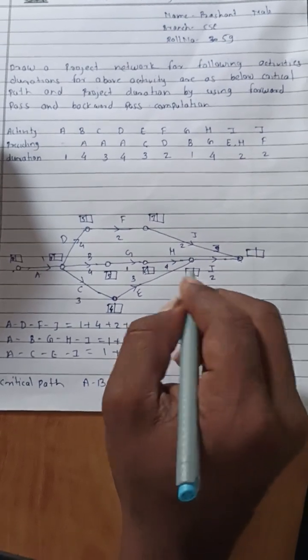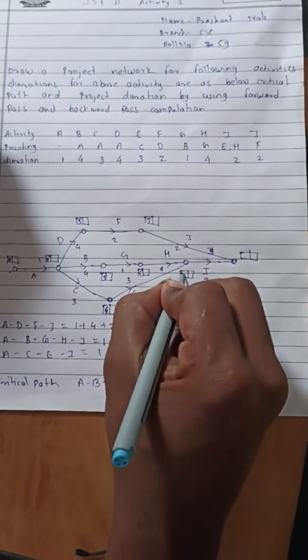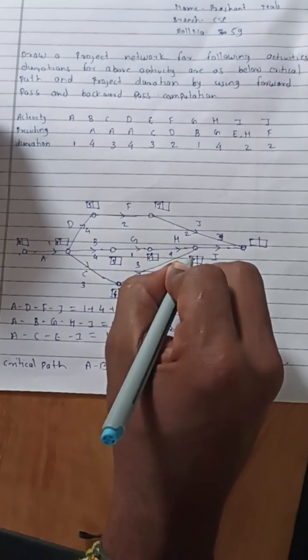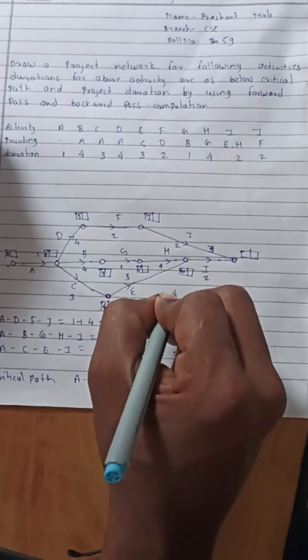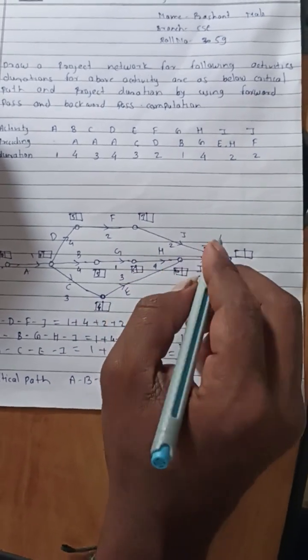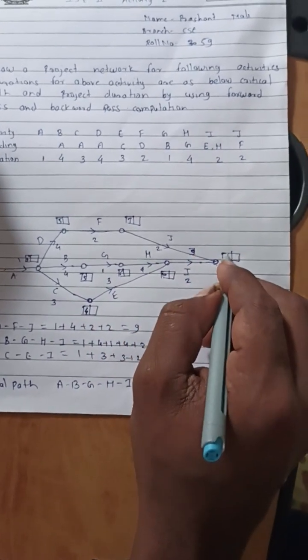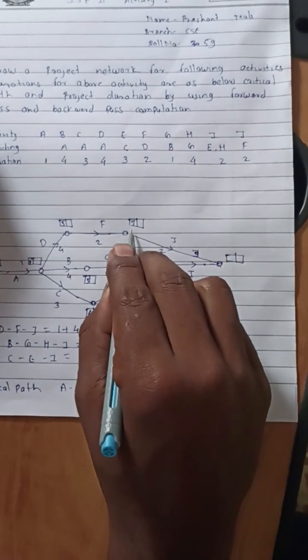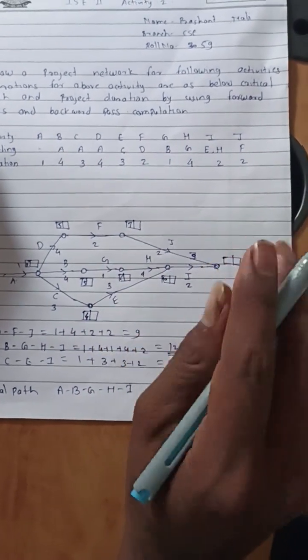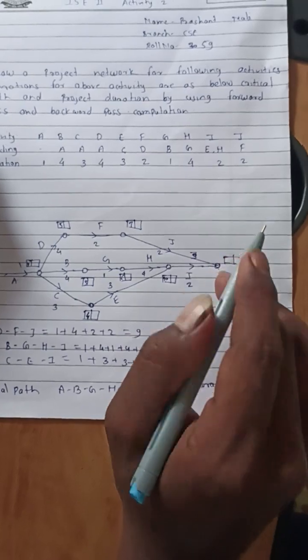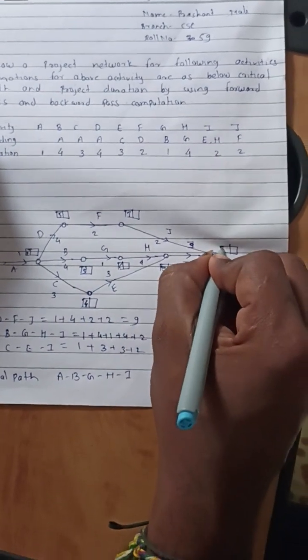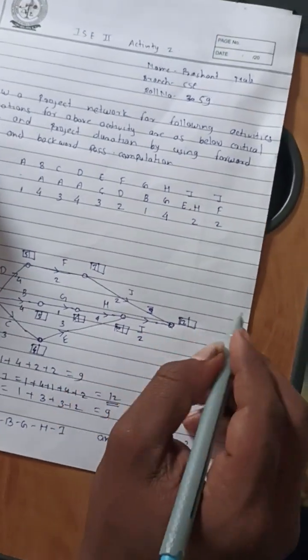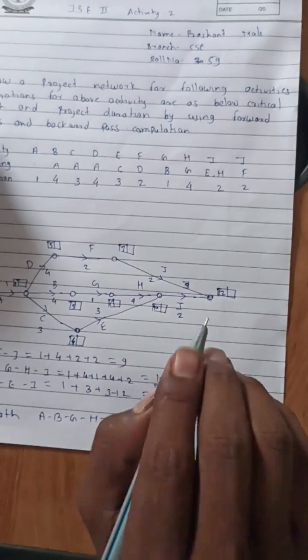Now 7 is less than 10, so we write here 10, because this path gives us the 10 value and this path gives us the 7 value. So we write the 10 value, which is the higher value. Then 10 plus 2, here we can write 12, or 7 plus 2, 9. But 9 is a smaller number and 12 is a greater number, so we write here 12. Now this is the calculation of the forward path.